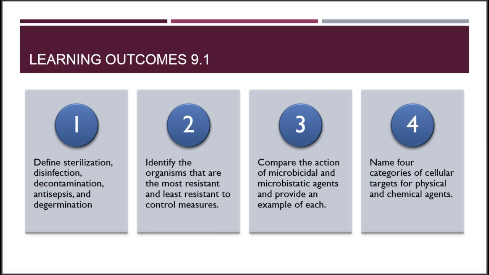There are 4 learning outcomes for this mini lecture. First, define sterilization, disinfection, decontamination, antisepsis, and degermination. Identify the organisms that are the most resistant and least resistant to control measures. Compare the action of microbicidal and microbistatic agents and provide an example of each. And finally, name 4 categories of cellular targets for physical and chemical agents.